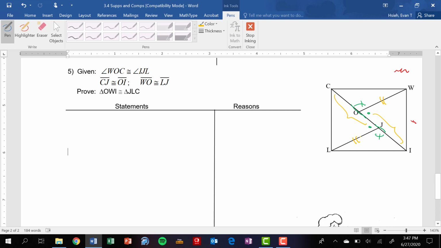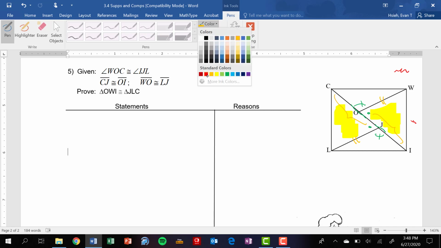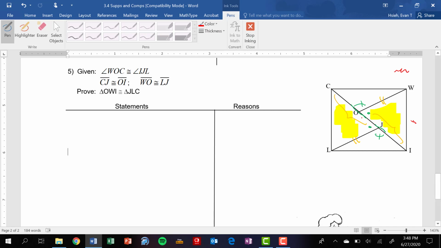And I'm trying to prove that these triangles right here, OWI is congruent to this one right here. And perhaps you can see that these triangles are going to be proven by side, angle, side. Side, angle, side.